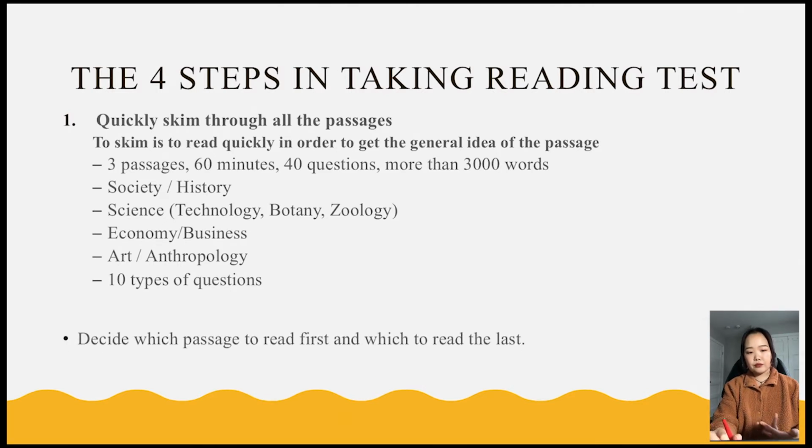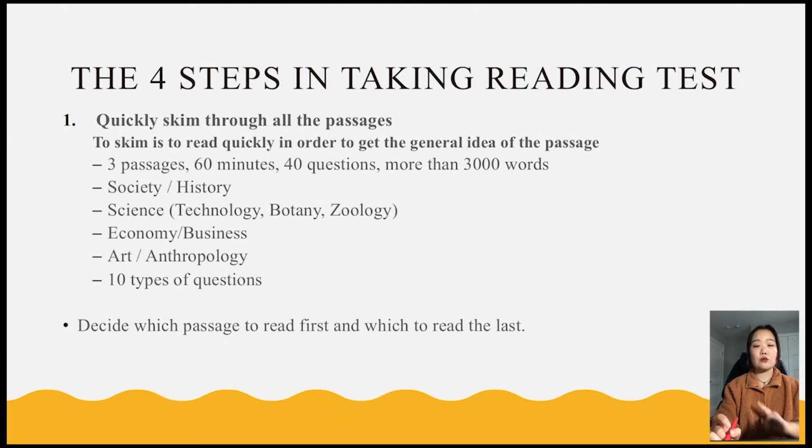In step 1, we are trying to decide which passage to read first and which to read last. Usually most students like to read through passage 1, then passage 2, and then passage 3. I mean, there is nothing wrong with it. The British Council designed this test to put the first passage first because usually the difficulty of these 3 passages escalates as you go further. So it's totally okay for you to read passage 1 first and passage 3 last.